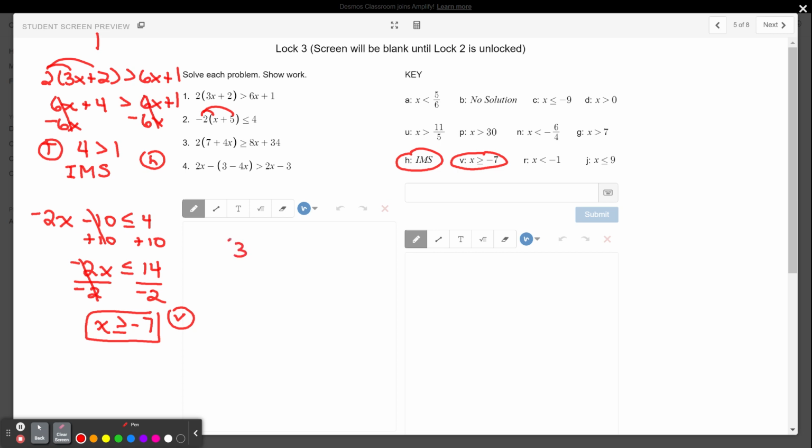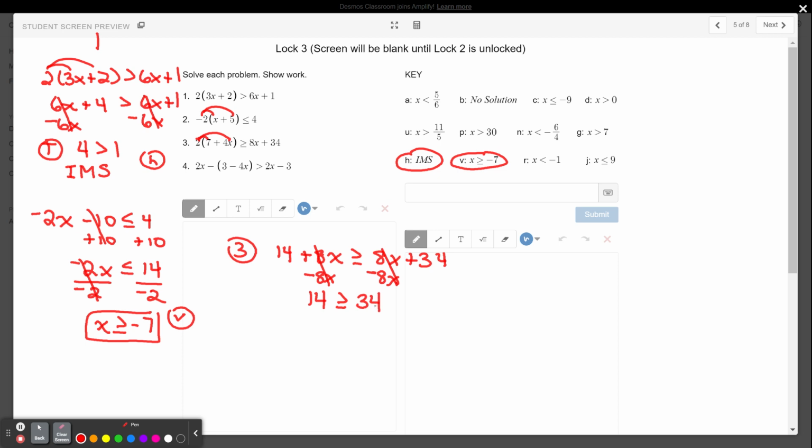And for number 3, I'm just going to distribute right away. 2 times 7 is 14, and then plus 8x is greater than or equal to 8x plus 34. So move the x's onto the left side. However, they wipe out. And then just like number 1, we have to read it out loud to ourselves.